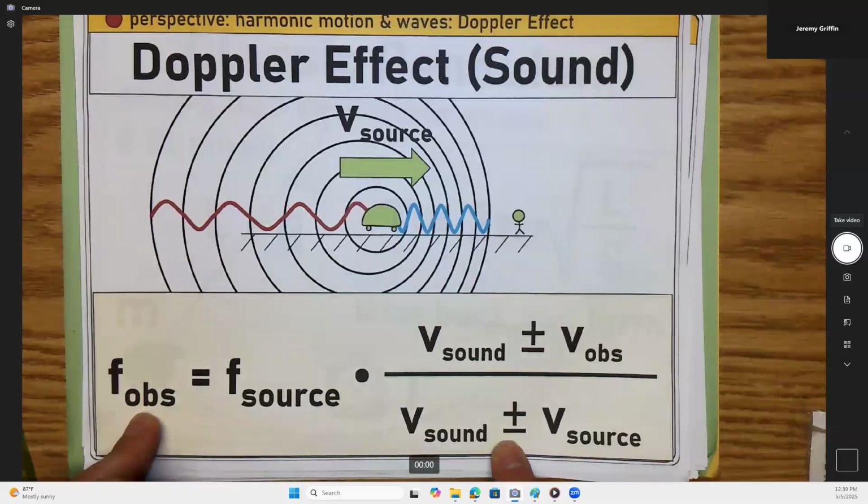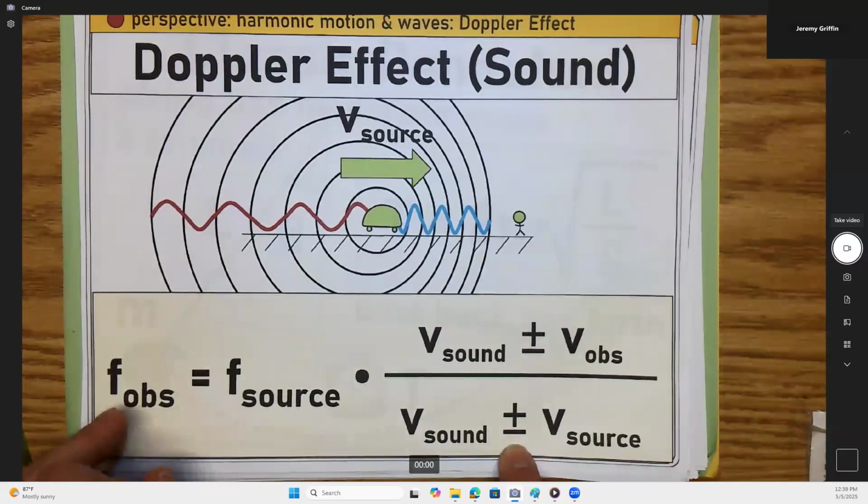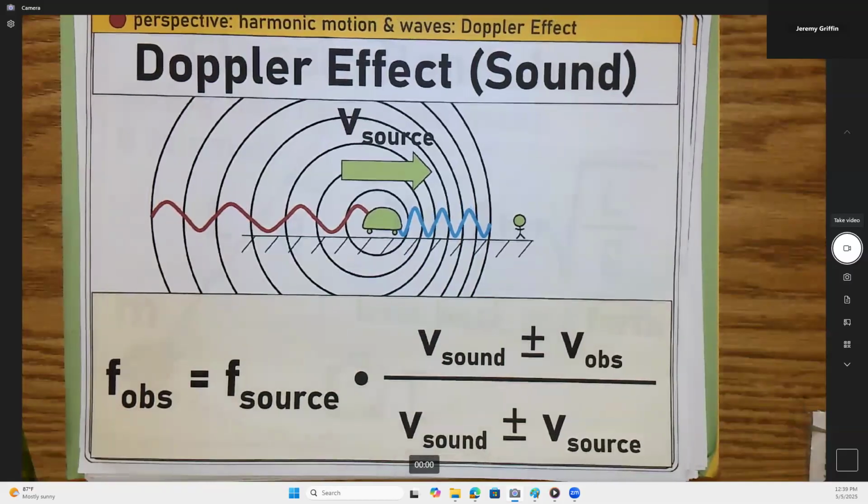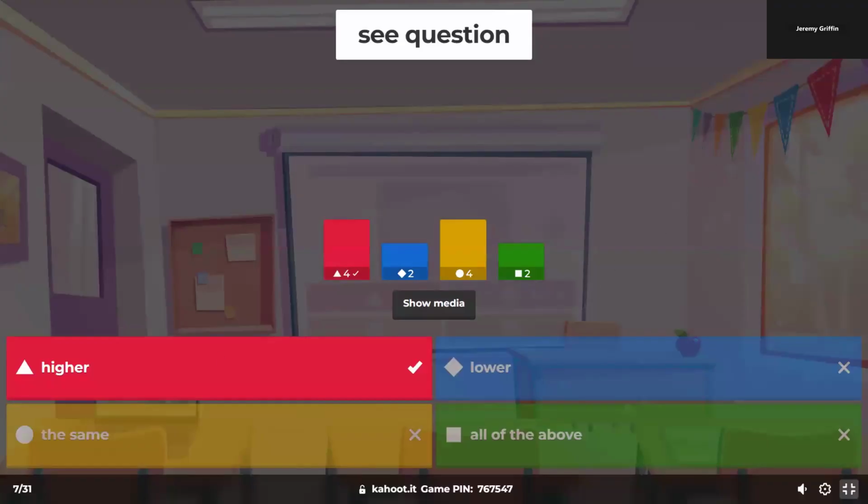If you're not sure, try them both out. Because if you subtract, you'll get a higher frequency. If you add, you get a lower frequency. That would match the stories. So you guys can navigate that. You'll see that on the final. All right, you guys go with the Doppler effect.